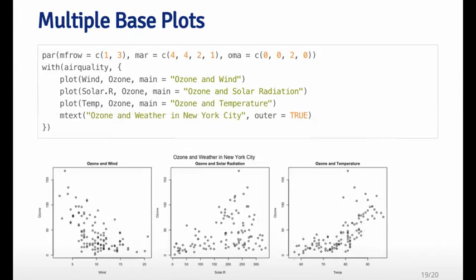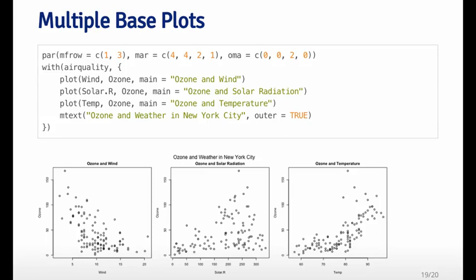Now, you can see that when I use multiple plots, I have a title on each plot, so that it tells me what the variables are. The first one's ozone and wind, the second one's ozone and solar radiation, and the third one here is ozone and temperature. But then sometimes you want to have a label that's covering the entire panel of plots. And so that's what the outer margin is for.